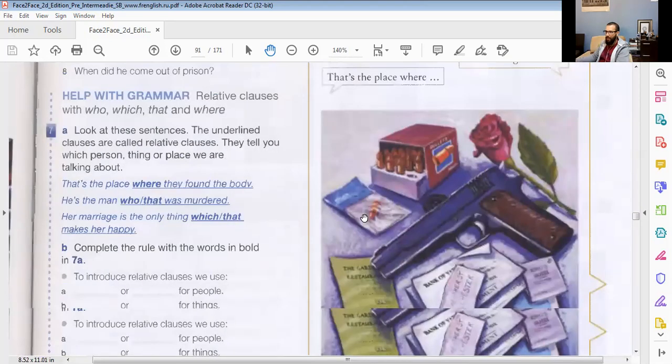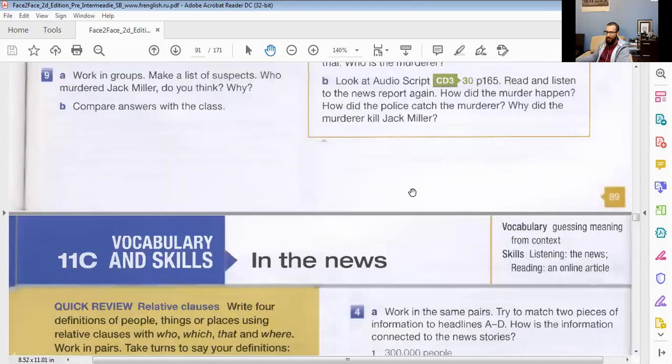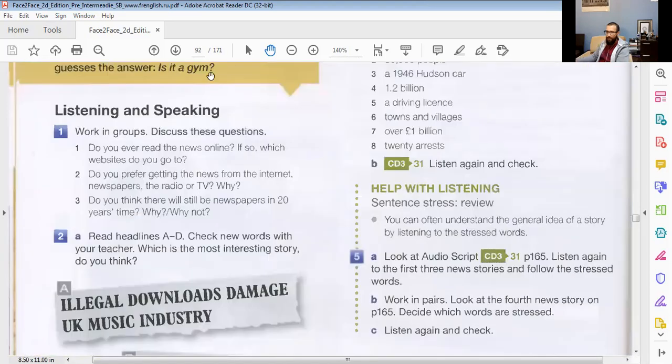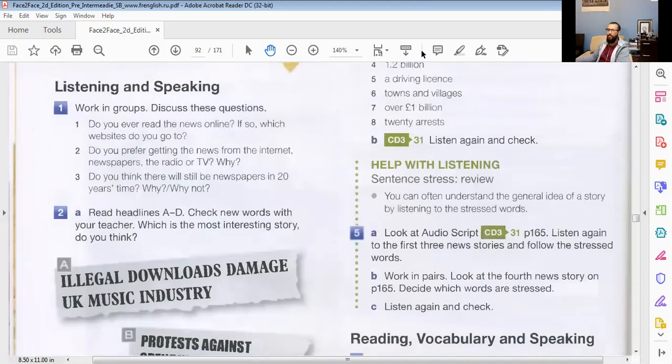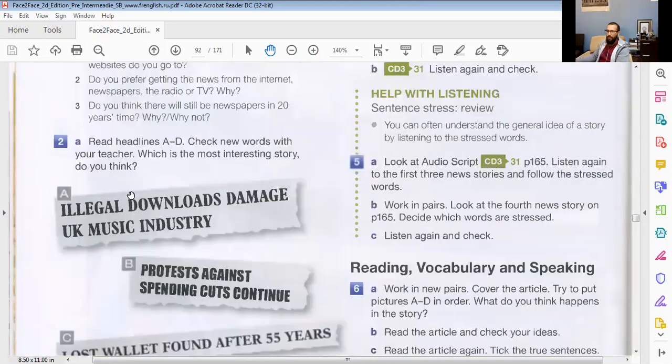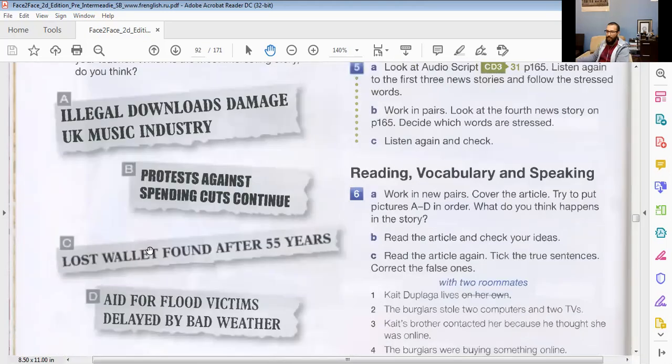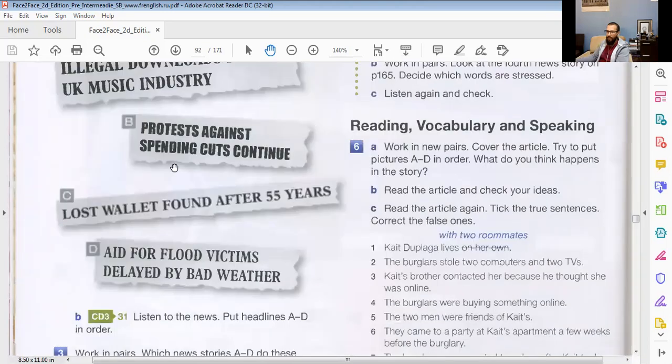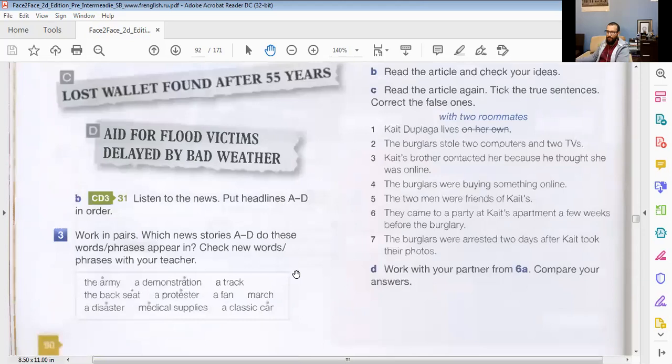So we talked about that, and we learned about the crime that happened. After that, we talked a little bit about the news, and we found out you're not very interested in the news. And we also read these 4 headlines. We also heard the story about the lost wallet, which was found 55 years later.